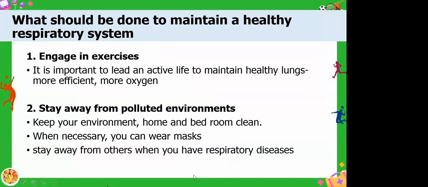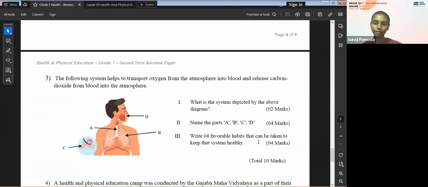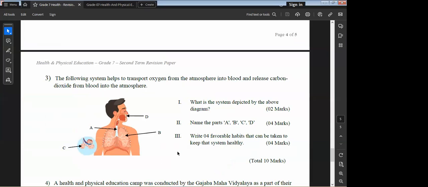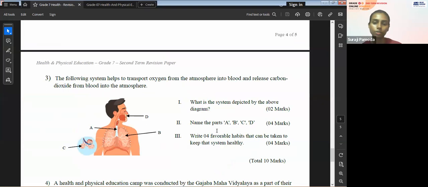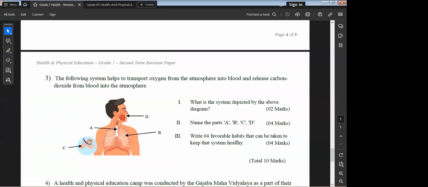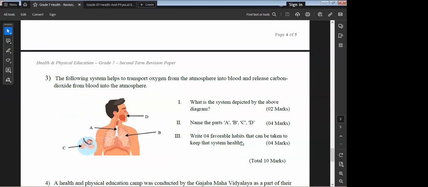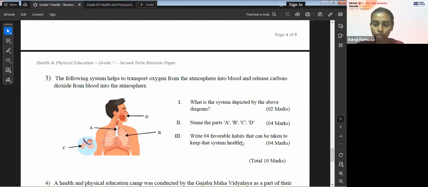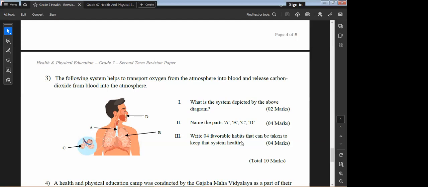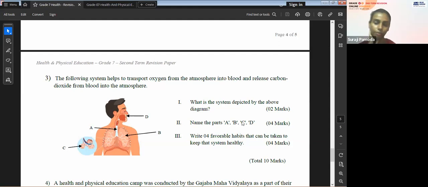Right. The next question asks us to write favorable habits that can be taken to keep that system healthy. අපි කොහොමද respiratory system එක healthyව තියාගන්නේ කියලා තමයි අහන්නේ. So tell me. Exercise. Good. Engage in exercises. Any other? Avoid smoking and drugs. Yes, avoiding smoking because it can cause cancers, right? So, any other? Stay away from polluted environment. Yes, good. That is also another way, right?